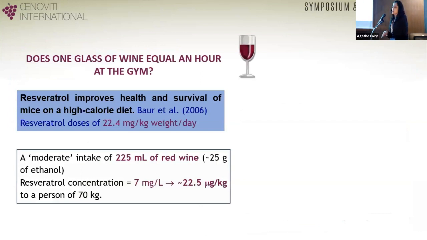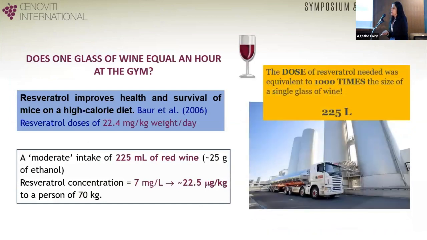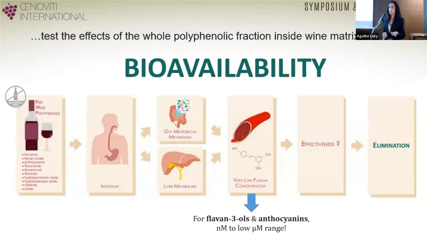So we have to take care in the approach that we follow to understand the bioactivity of wine. So when we look at this, should this really be true, we have to understand that the amounts used in that animal assay correspond in fact to a very huge amount of resveratrol that would be equal to drinking 225 liters of wine. So this is obviously not possible. So what should be the best way to understand the effects of wine? We should obviously test the effect of the whole polyphenol fraction, and especially inside the wine matrix, because the whole wine matrix will have a huge and important effect. But when we look at what happens after ingestion of wine, we have liver metabolism, gut microbiota, and we have a very important problem, very low plasma concentrations of the main polyphenol structures. So should we in fact have effectiveness considering the very low range of concentrations that we have detected? This is our main question that we all want to see answered.